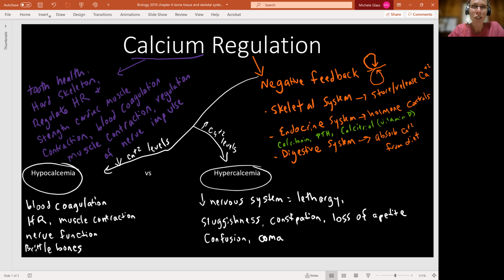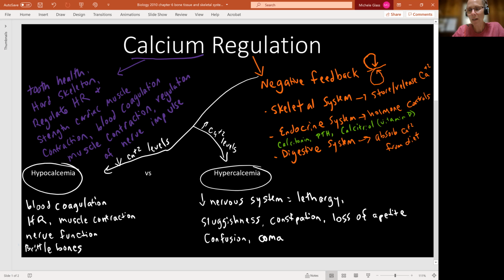So we don't have to fully memorize these effects of hypocalcemia or hypercalcemia. We're going to build our understanding as we go through body systems. But I think it's really helpful here to say, yes, regulation of calcium is important for the overall functioning and health of the body.